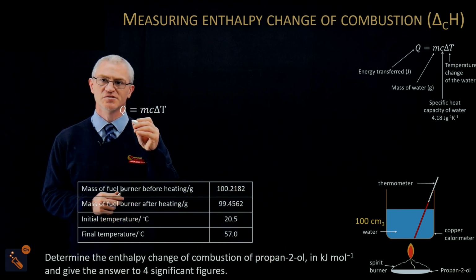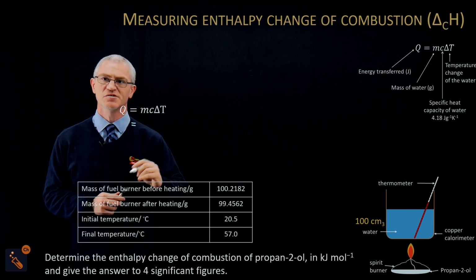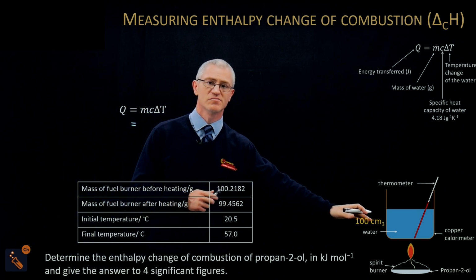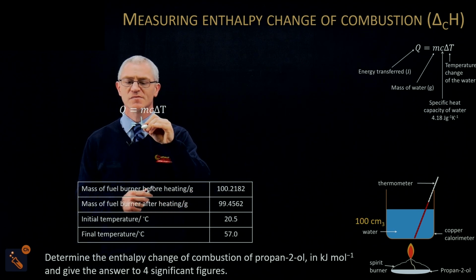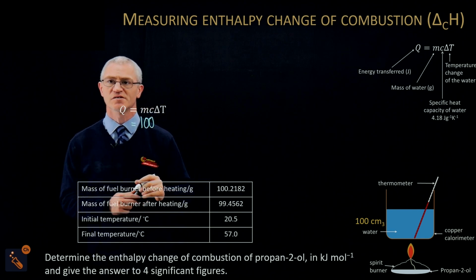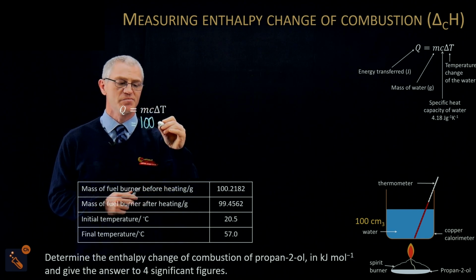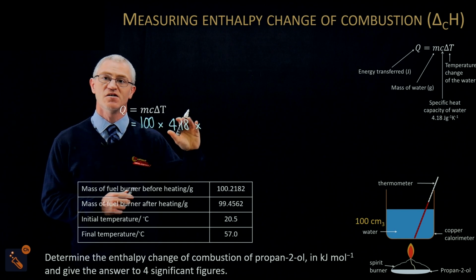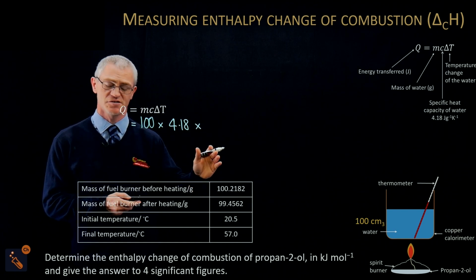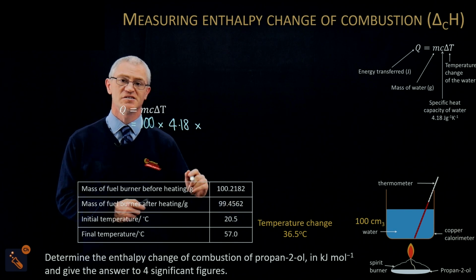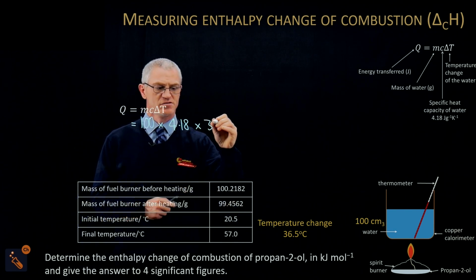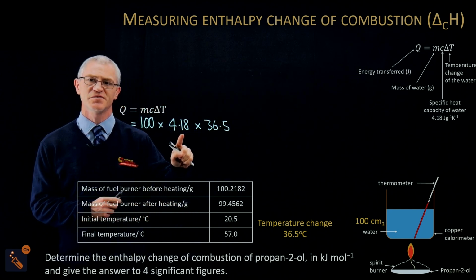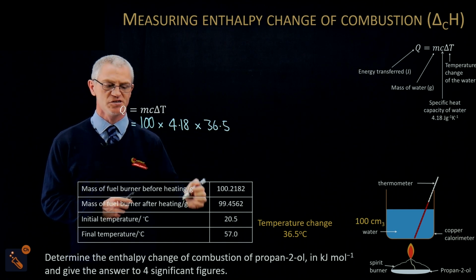So if we then look at Q equals mc delta T and we just go, there's your equals. We know we've got our mass, that's our mass of our water, which is down here, which is 100. Okay, so we have 100 and we times that by the specific heat capacity, which is 4.18. And we times that by our temperature change, okay, which you'll just put up here, which is 36.5. So we've had our mass of our water times our specific heat capacity times our temperature change.